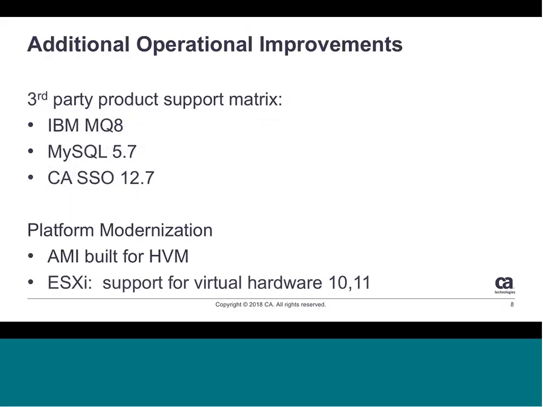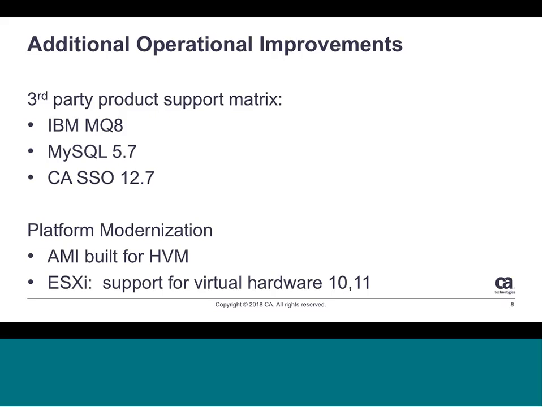And I'll quickly finish off this section with some additional operational improvements we made in Gateway. So of course, the third-party product support matrix, we're always continuing or trying to continue to support the latest versions of the products that the Gateway interfaces with to enable the Gateway to work with those modern environments. In the 9.3 release, we've added support for IBM MQ8 for our JMS and MQ native support.